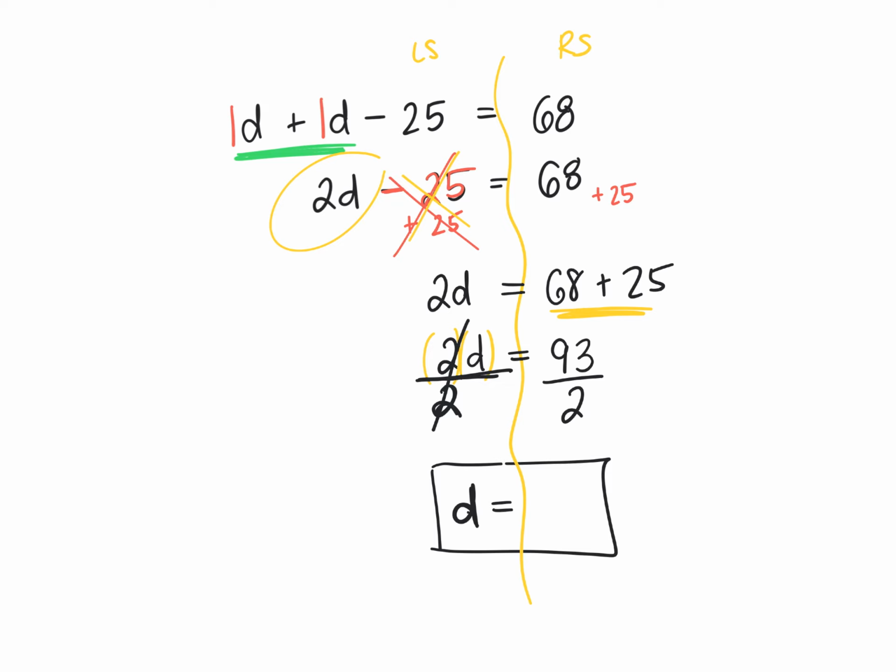So now we're just going to simplify again. 93 divided by 2 is equal to 46.5. Have I isolated my variable? Have I got my variable by itself? Yes. So we've figured out that D is equal to 46.5. Now in this question, what did D represent? Let's go back and look at what we wrote.